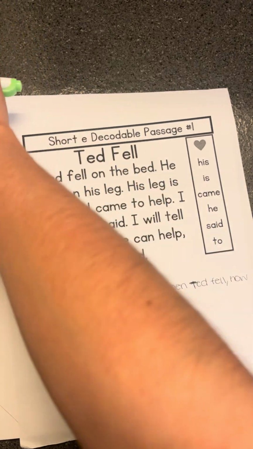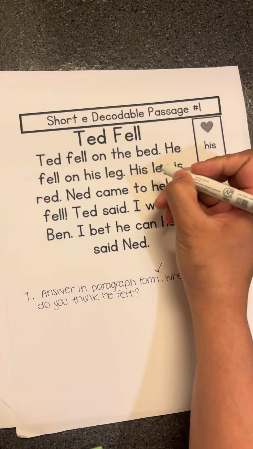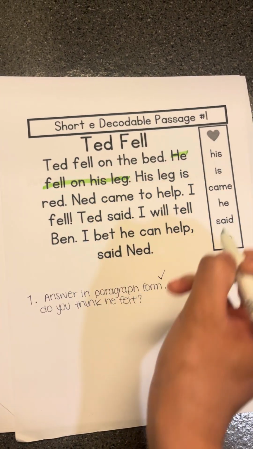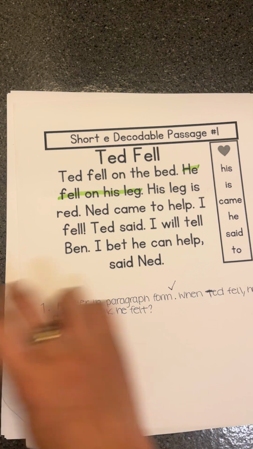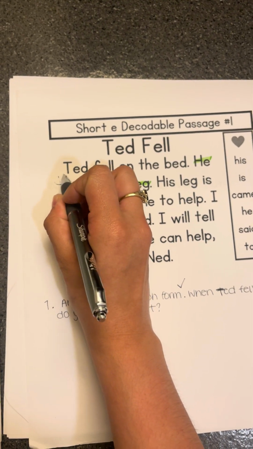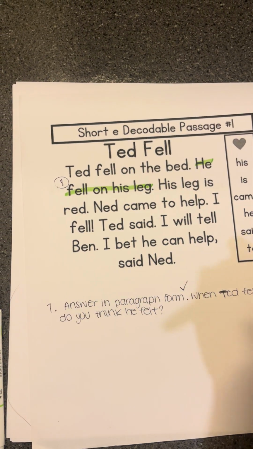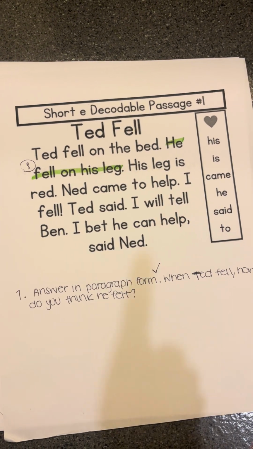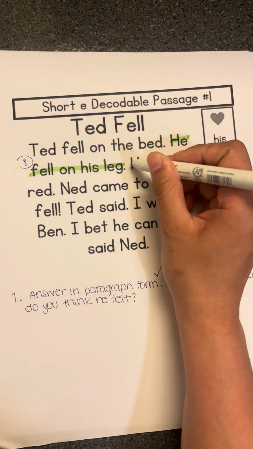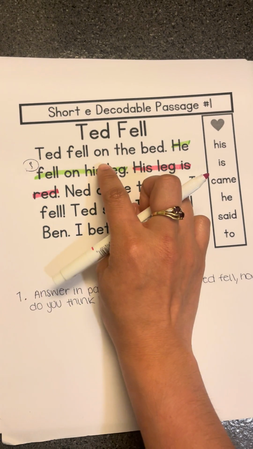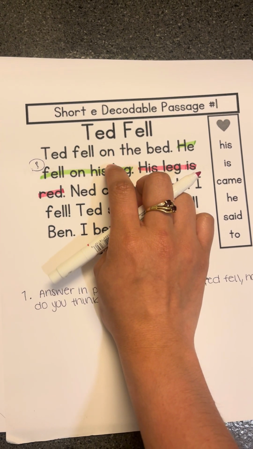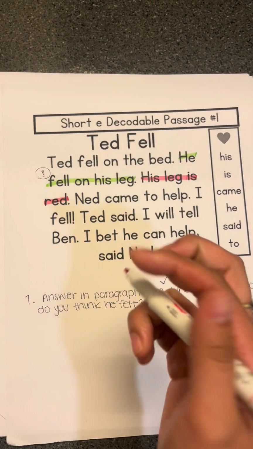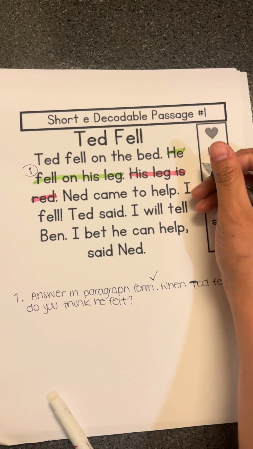He fell on his leg. That is one of my supporting details, and I can put a number 1 on here. I don't have to, just using the highlighter is good visual enough. I also know this because it said his leg is red. I know that when I fall on my leg, it's going to hurt. And I know that this is supported because it said his leg was red. So he definitely feels hurt. I'm going to put this as number 2.